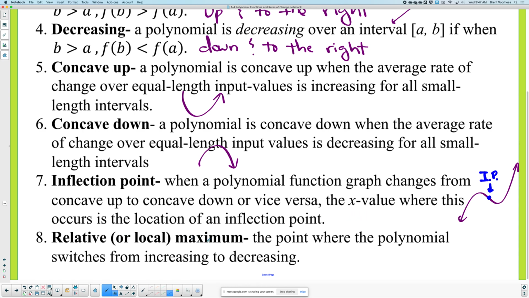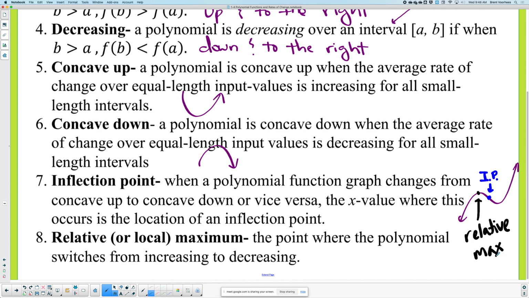A relative or local maximum. What is that? Do I have any of those on this problem? What would this one be right there? Let me come back and write it up. That would be a relative max. There it goes. Relative max. And we also have a relative minimum.